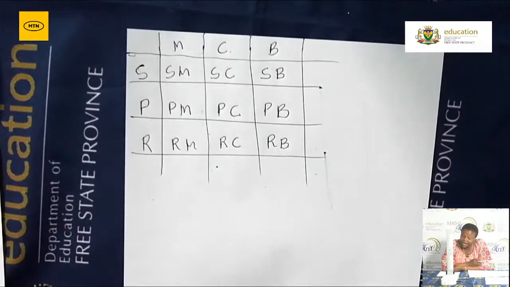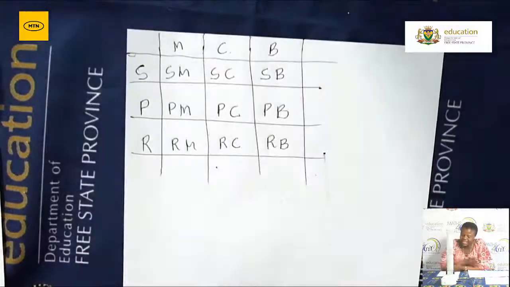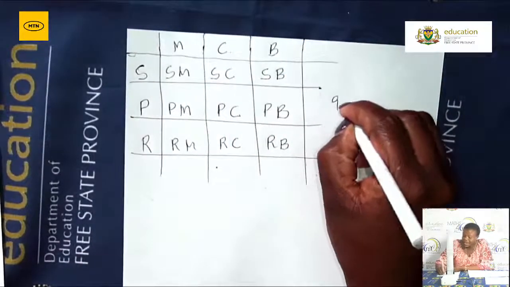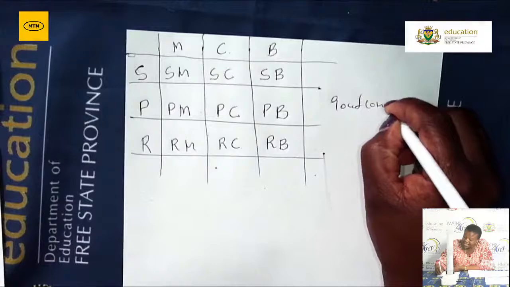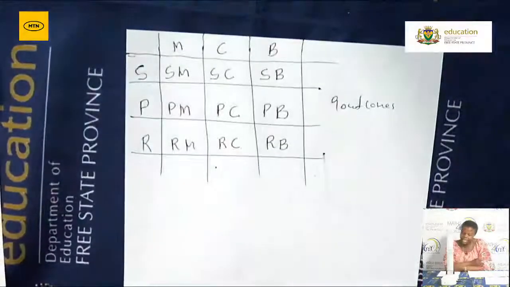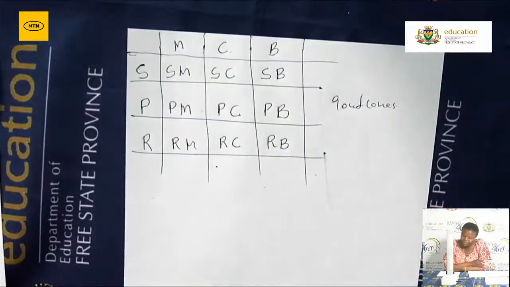So when we look at a number of outcomes here, when we look at provision for 3 proteins and provision for 3 starch, we will see that in here we have 9 outcomes. So meaning that the learners will be able to eat these 3 types of meals without repeating the other one.